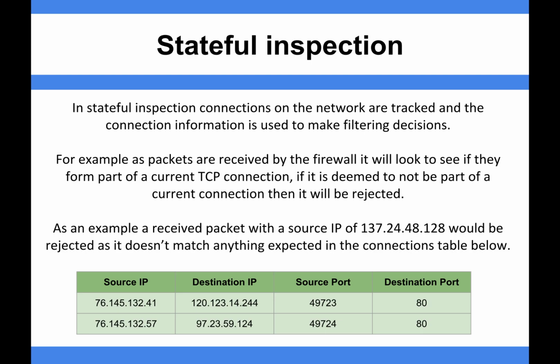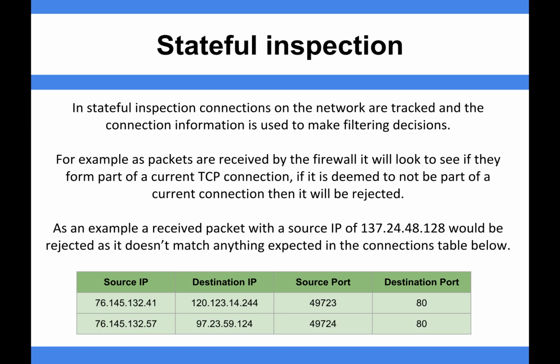Stateful inspection is a type of packet filtering in which connections to the network are tracked, and because they're tracked, this information is used to make filtering decisions. So, for example, packets are received by a firewall. It will look to see if they form part of a current TCP connection. If it's deemed not to be part of it, then it's going to be rejected.